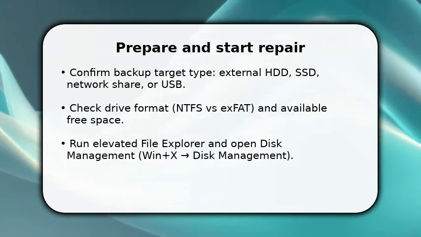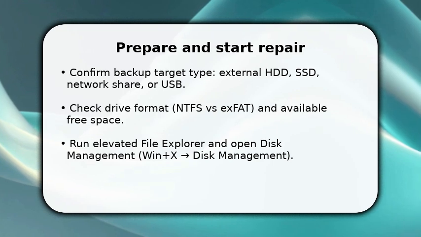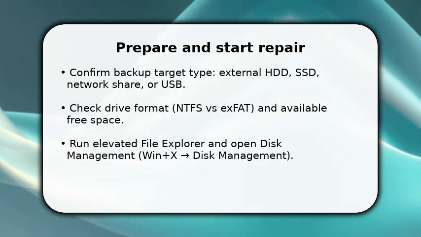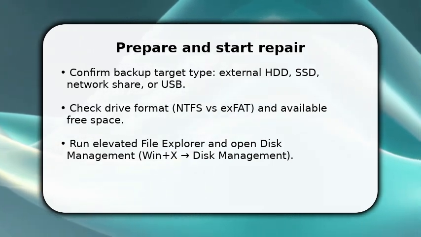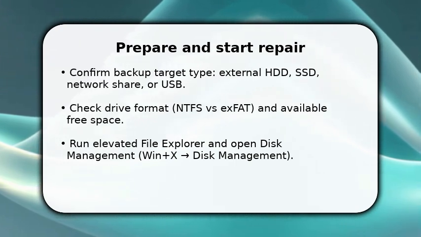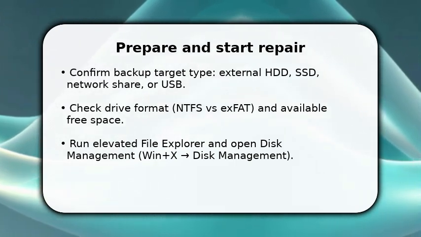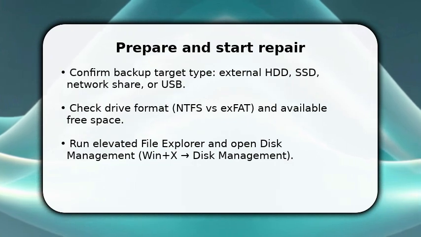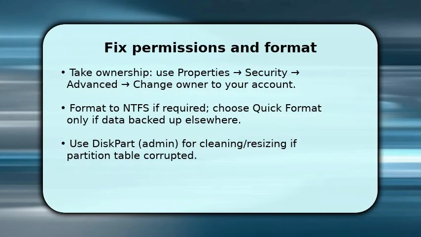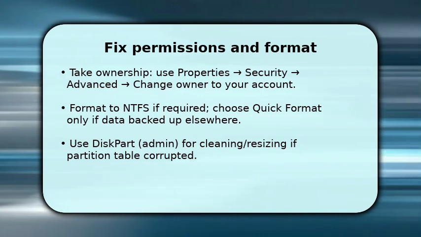You also check the volume format because backups often require NTFS for system features and permissions. While doing this, keep the backup destination connected so Windows can refresh device status and metadata in real time. Once the disk has a letter, you address access and file system issues. If Windows says invalid, take ownership and set full control permissions on the root folder. This clears permission denial errors.